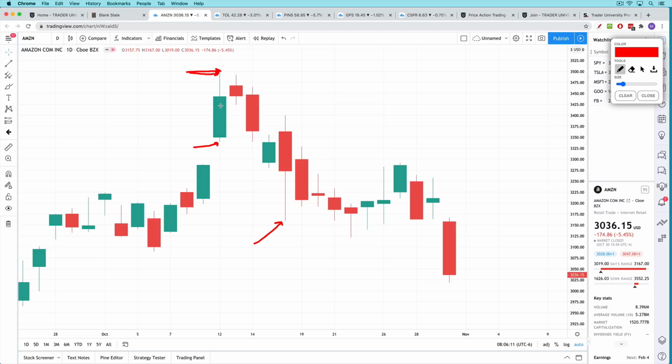The body is green if the close is above where you opened on the day. So the open would be down here and the close would be up here. If the candlestick is red, that means that you opened up here and you closed lower than you opened on the day. So I find it to be a very useful visual representation of price action.